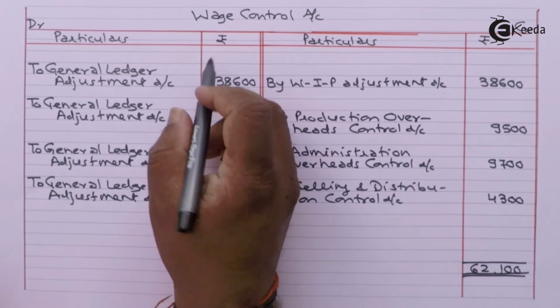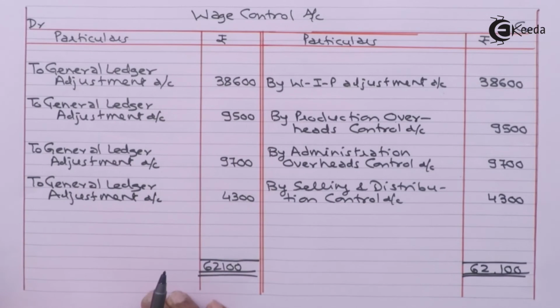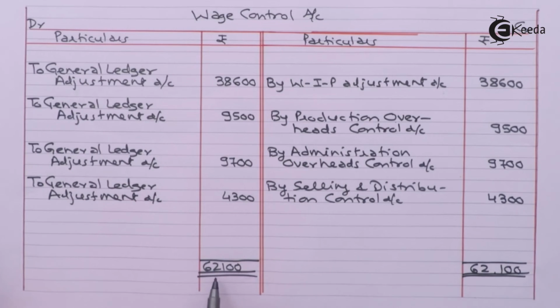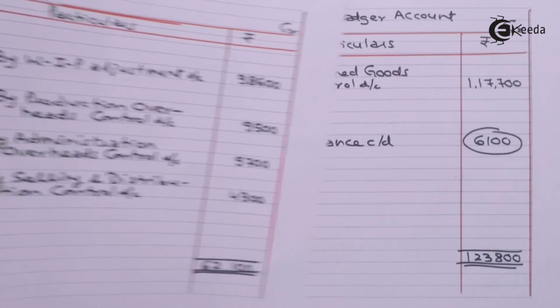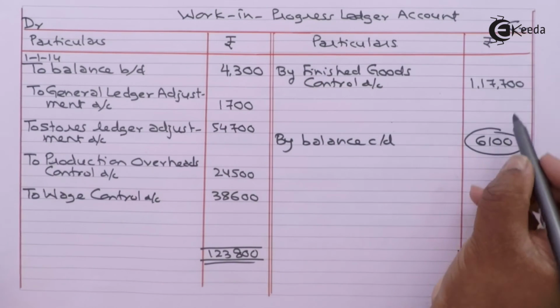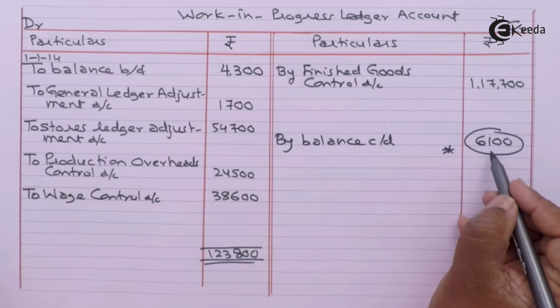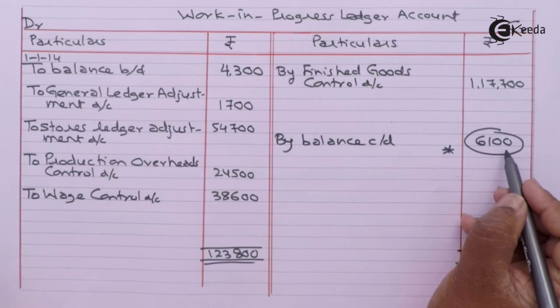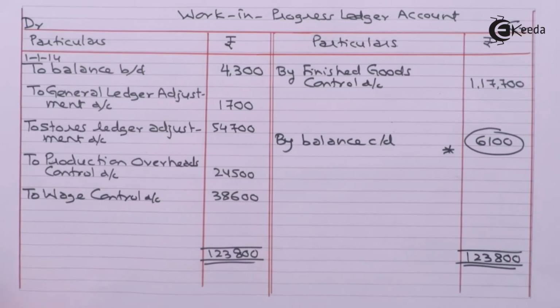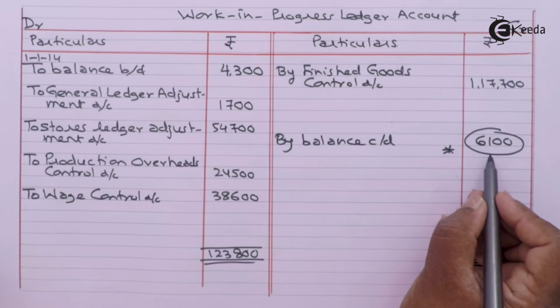Wage control account, if we take total of debit and credit 62,100, it matches. That means there is no over or under absorption of wages. Work in progress ledger account, total of debit minus total of credit. We are getting balancing figure here 6,100 on credit side. By balance carried down. This is closing stock of work in progress. This will be recorded in trial balance.